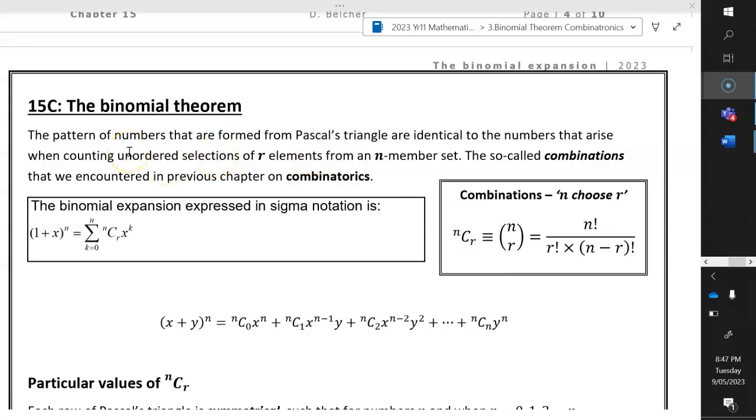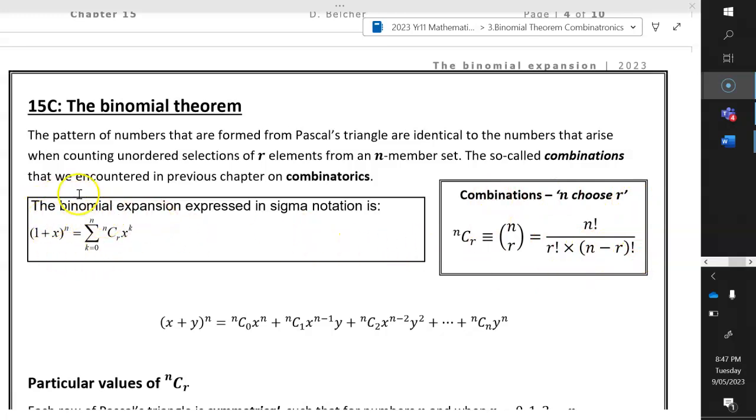The pattern of numbers that are formed from Pascal's triangle are identical to the numbers that arise when counting unordered selections of r from an n member set, and that was what we used for combinations. So if you remember back to our combinatorics, nCr was the same as writing n and r like this in brackets. We didn't do that a lot, but that's the same thing. And nCr is also written as n factorial over r factorial times n minus r factorial. So that's something that we should know by now.